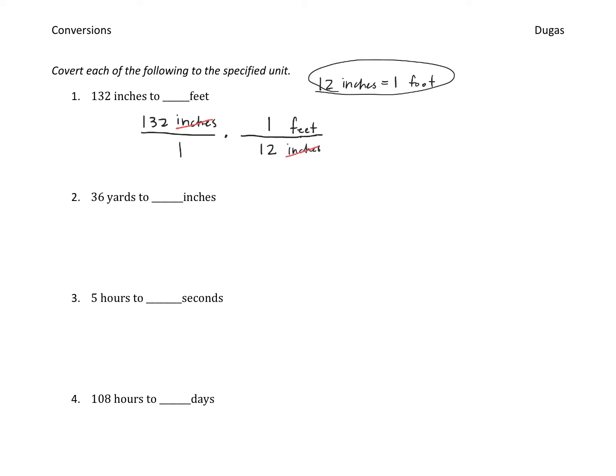And so this is going to tell you what you need to do. If you multiply straight across, you will see that you have 132 feet over 12. That shows you that you need to divide. So 132 divided by 12, and you get 11. So 11 feet. Let's look at the next one.